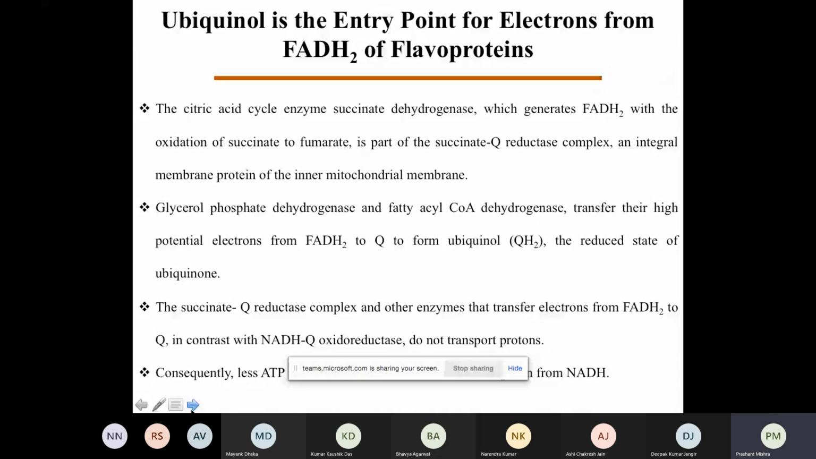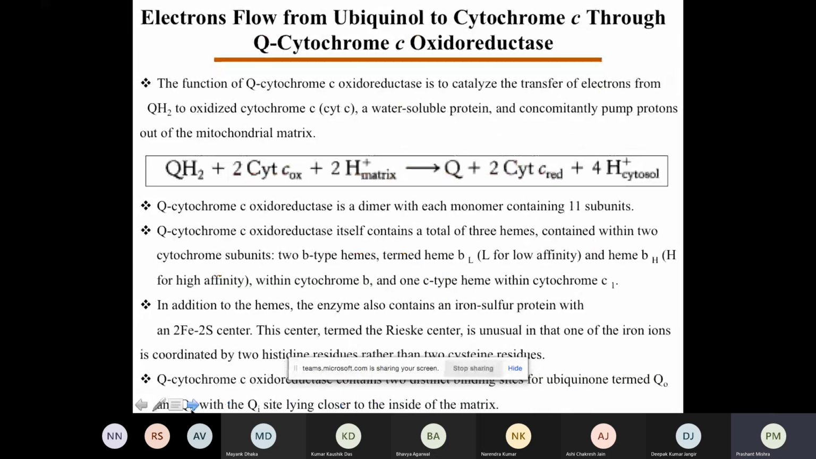Okay, so let us move on to how the electrons flow from ubiquinol to cytochrome C through coenzyme Q-cytochrome C reductase. Very interesting thing, you will find that coenzyme Q is a two-electron carrier, and then it becomes a single-electron carrier at a later stage. One of the electrons is being recycled, and that recycling is important, which we will be discussing. The function of coenzyme Q-cytochrome C oxidoreductase is to catalyze the transfer of electrons from QH2 to oxidized cytochrome C.